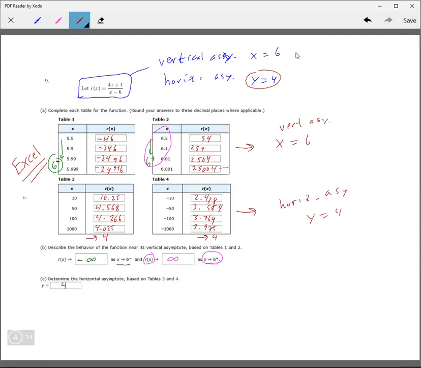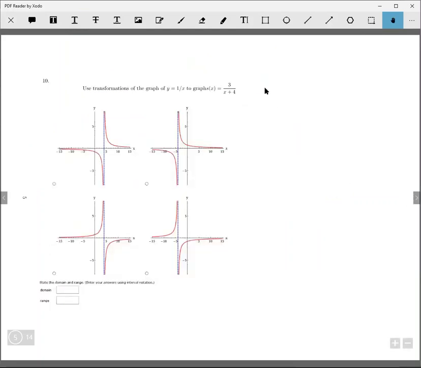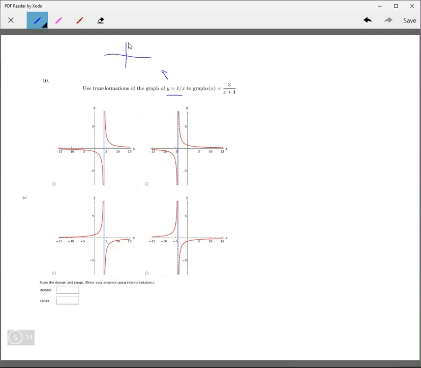Great, let's move on to number 10. Okay, so here we're supposed to use transformations of the graph y equals 1 over x. So remember that graph I told you guys looks something like this.